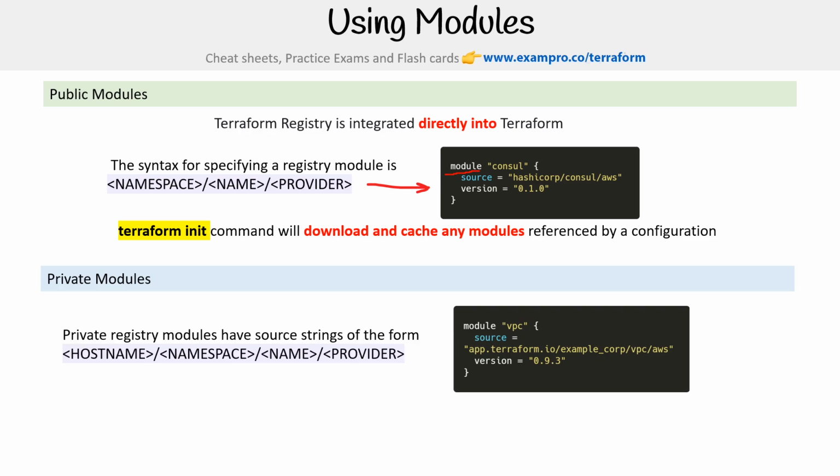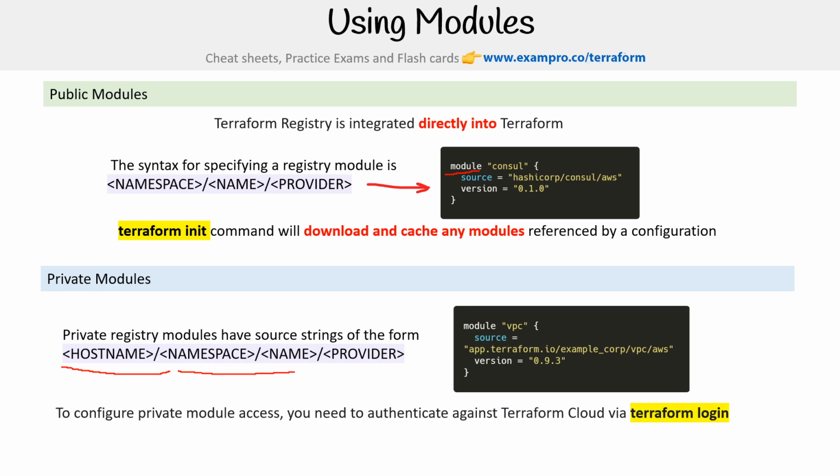Now looking at private modules, it looks very similar. It's just that the name is different. So we're specifying the host name in front here and a namespace as well. So to configure private module access, you need to authenticate against Terraform Cloud via terraform login.